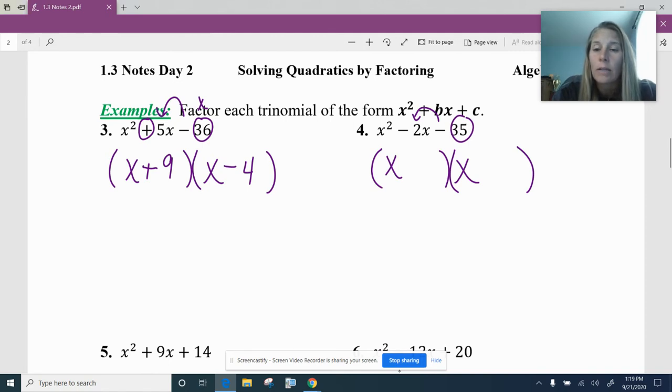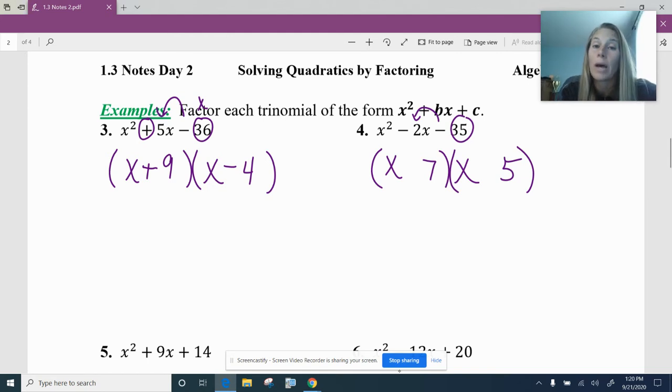This subtraction sign in front of the 35 tells me I'm going to have one positive and one negative, because when I multiply them, I need to get a negative 35. But by telling myself that they're going to subtract to get 2, that helps me figure out what those numbers are. And I know 7 minus 5 would give me 2. So I know 7 and 5 are my numbers.